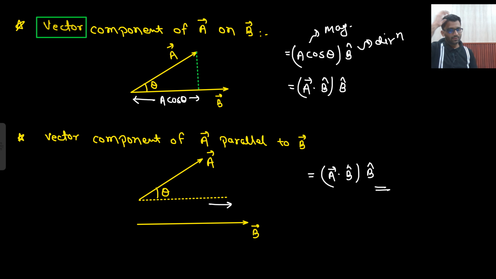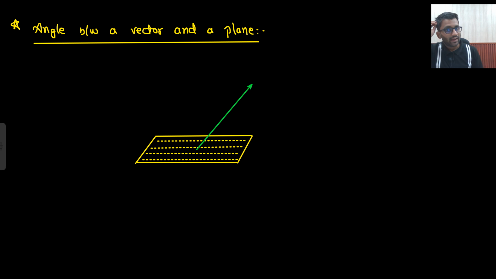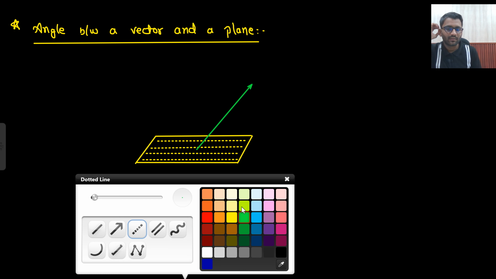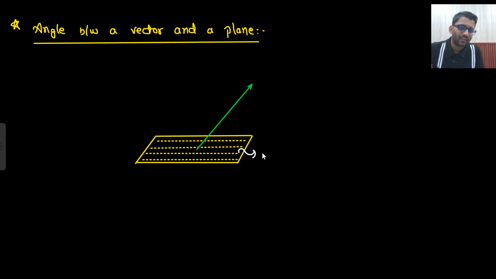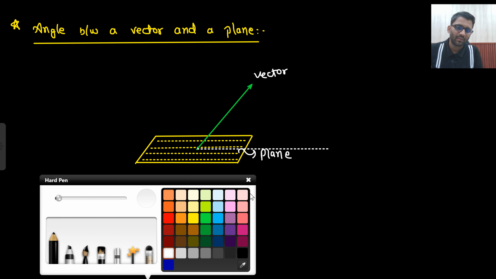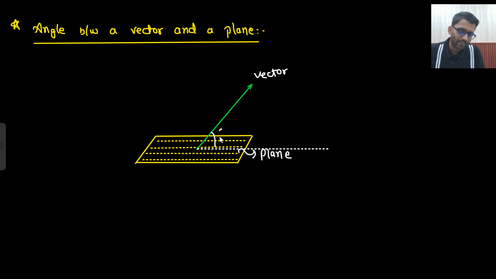Okay, well and good. Now let's see something: angle between a vector and a plane. What is the angle between a vector and a plane? This is your plane that is given, and this is some vector. What is the angle between both of them? This is the angle between both of them, right? You need to find this angle theta, or what could be the possible angle? This could also be a possible angle, no? 180 minus theta. Say yes or no?